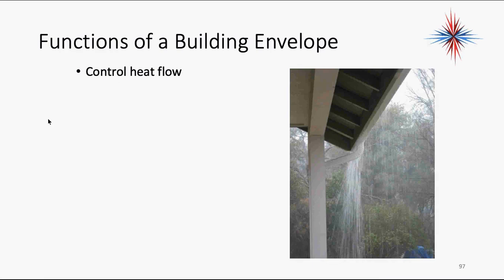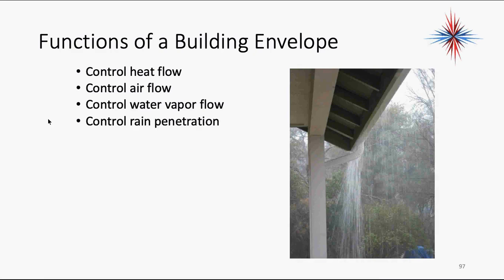So the biggest function of a building envelope is to control the heat flow. That's your most important function of a building envelope. We also have to be able to control airflow. We will need to make sure wind doesn't blow directly through it. Then we need to control water vapor. Okay, I don't want everything getting wet inside. I don't want water vapor, humidity to be coming through.